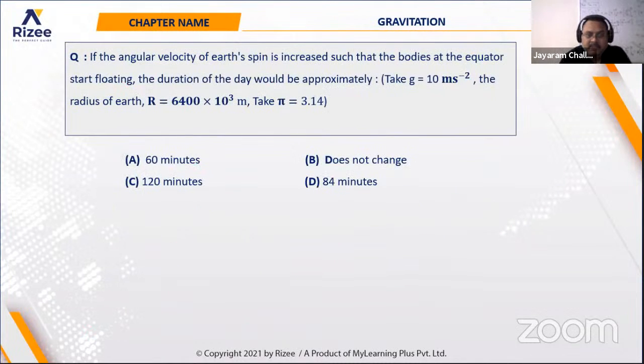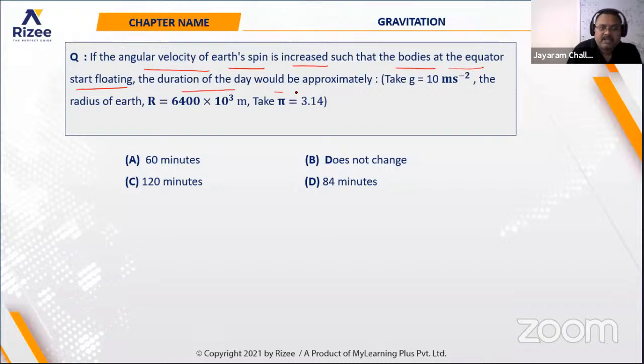So angular velocity of the spin: this is a previously asked question. The angular velocity increases such that the bodies at the equator start floating. The duration of the day would be approximately how much? Just now we have solved it. Starts floating means what? Feeling weightlessness, that means G dash is becoming 0. When will G dash become 0? When this time becomes 84 minutes.